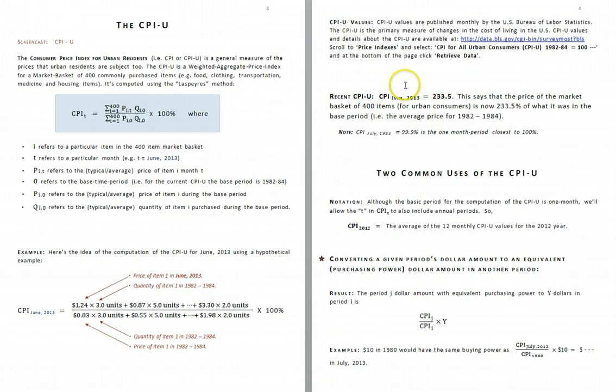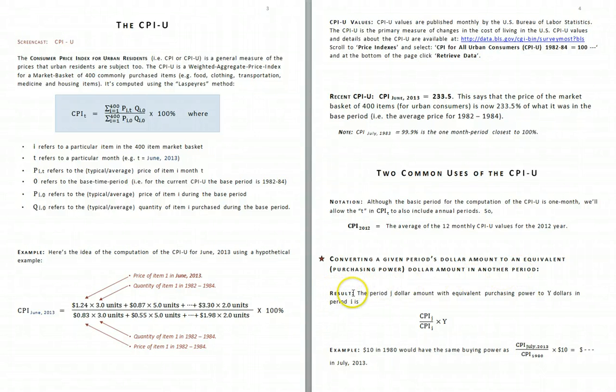For example, the CPI-U in June of 2013 was 233.5. That's 233.5%. That says that the price of the market basket is 233.5% of what it was in the base period of 1982 through 1984. We proceed to two common uses of the CPI-U. The first involves converting a given period's dollar amount to an equivalent, in terms of purchasing power, dollar amount in another period.